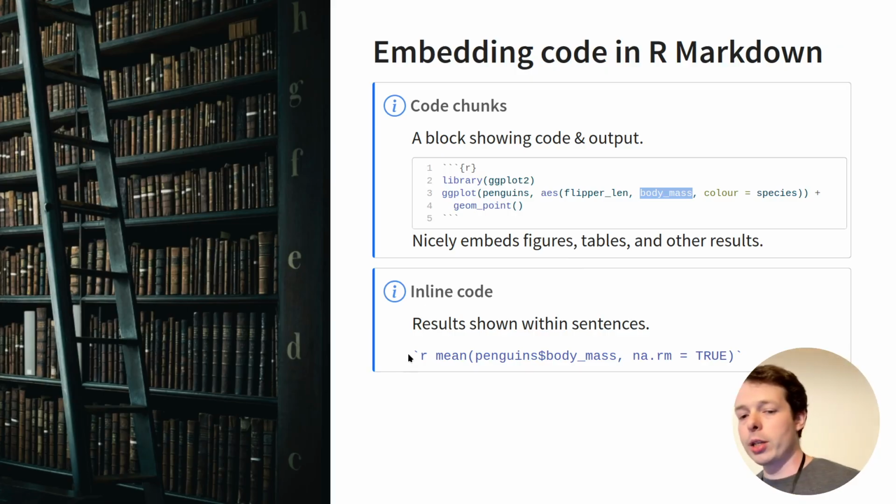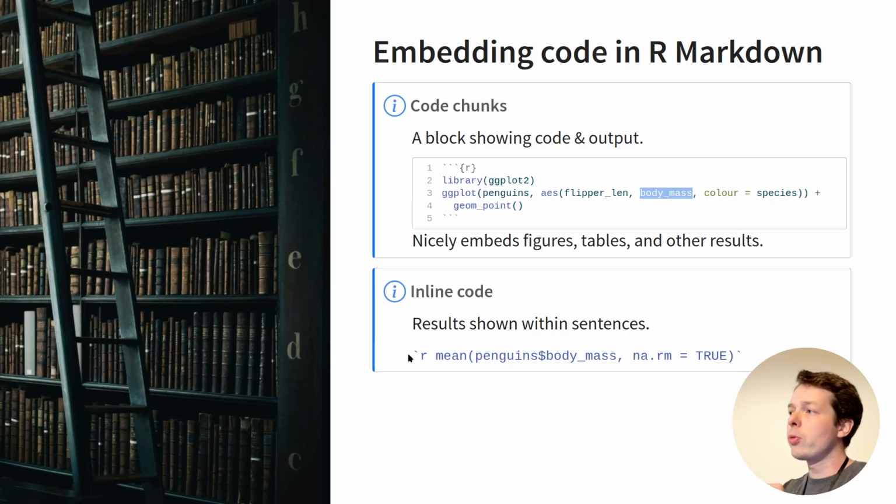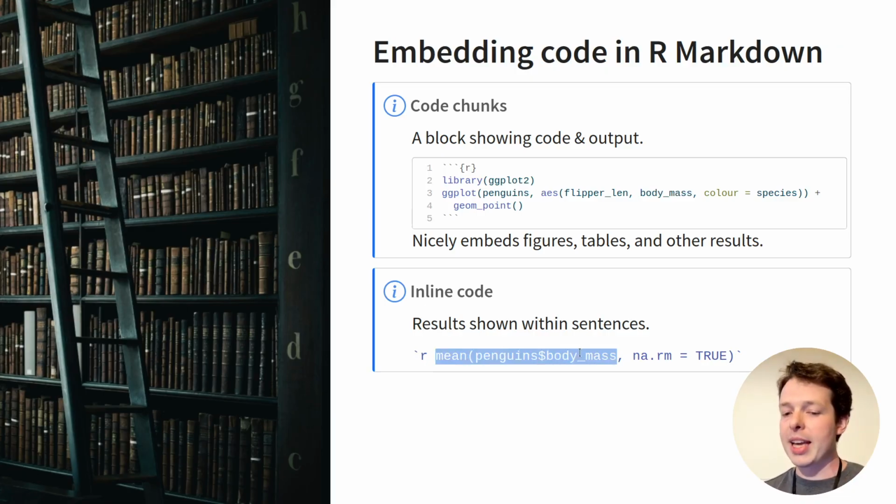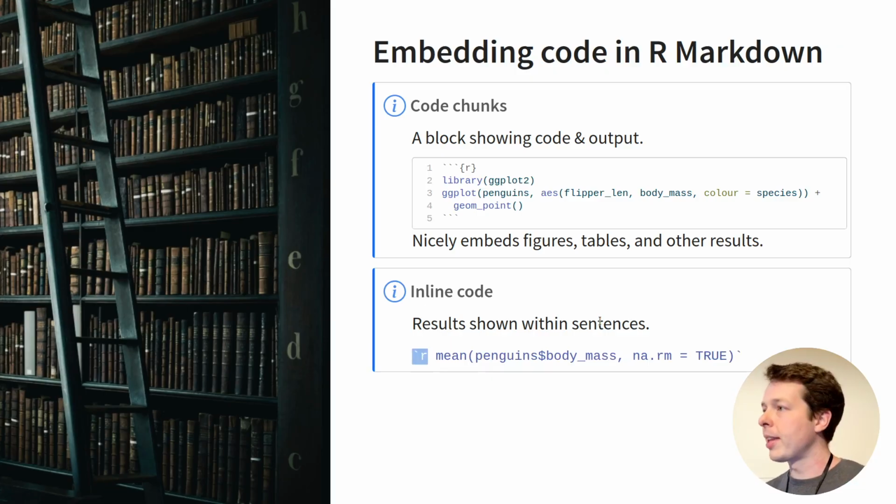The other type of code is inline code, and this directly substitutes the result of the code in your text, in your sentence paragraph. So for example, if I wanted to compare the average mass or show the average mass of all the penguins, just in a sentence, I would use this inline code with a single backtick followed by the language.